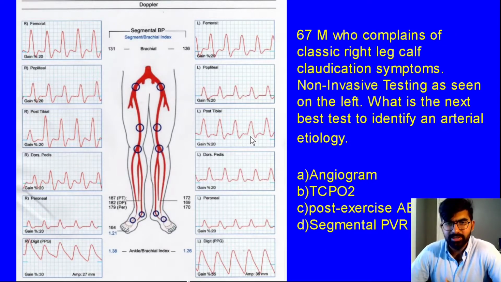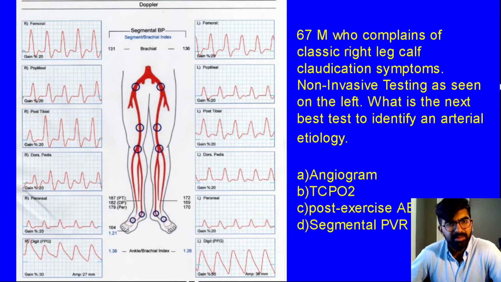All right, more questions now. We're switching gears again a little bit, so look carefully at the waveform. We're not looking at PVRs anymore. So you have a 67-year-old male who complains of classic right leg calf claudication, okay? And his non-invasive testing as seen on the left. What is the next best test to identify an arterial etiology?